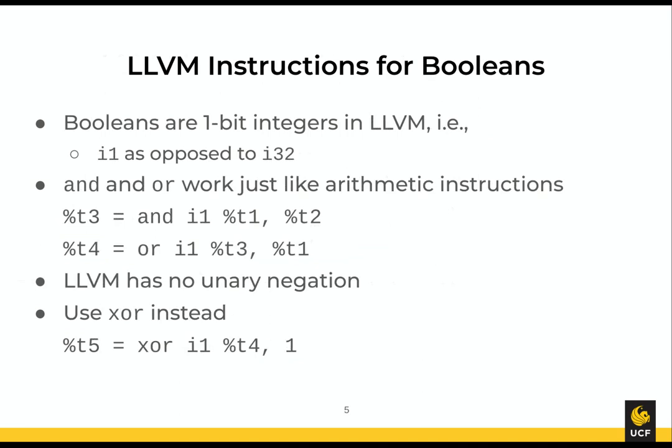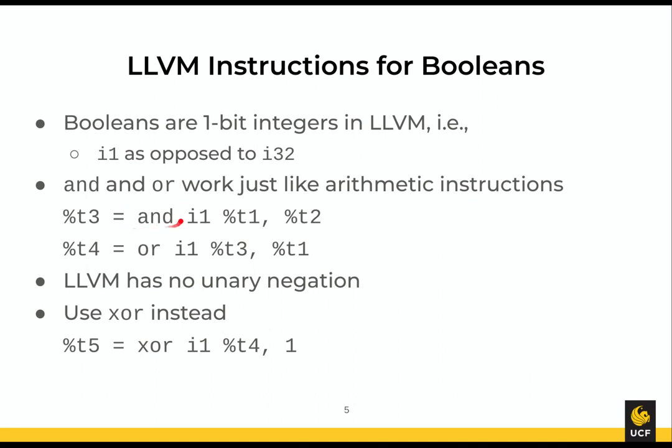Okay, so the way we're going to represent Booleans is the same way that LLVM does, using these 1-bit integers. And this is actually denoted I1 in LLVM as opposed to I32. So the I means integer, and 32 means 32 bits. For the Boolean operations of and, or, they work very much like arithmetic operations. We've got and as the name of our instruction, the type of the operands. But in this case, the type of the operands are 1-bit integers.